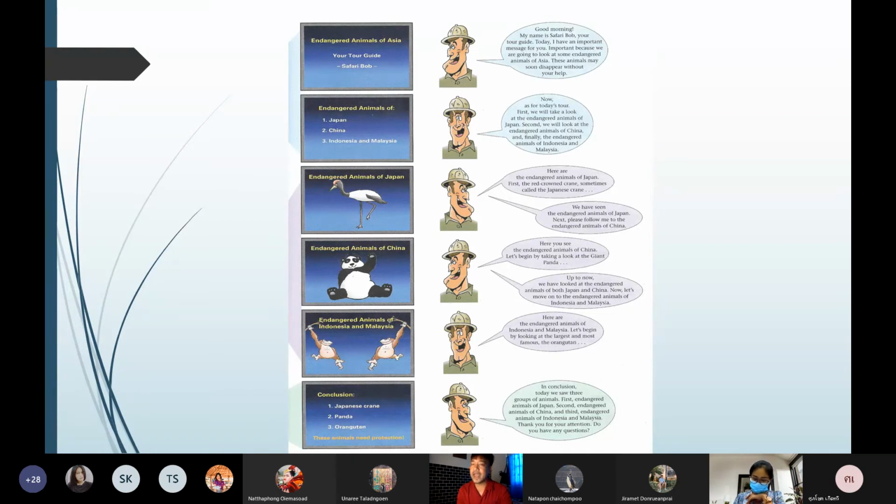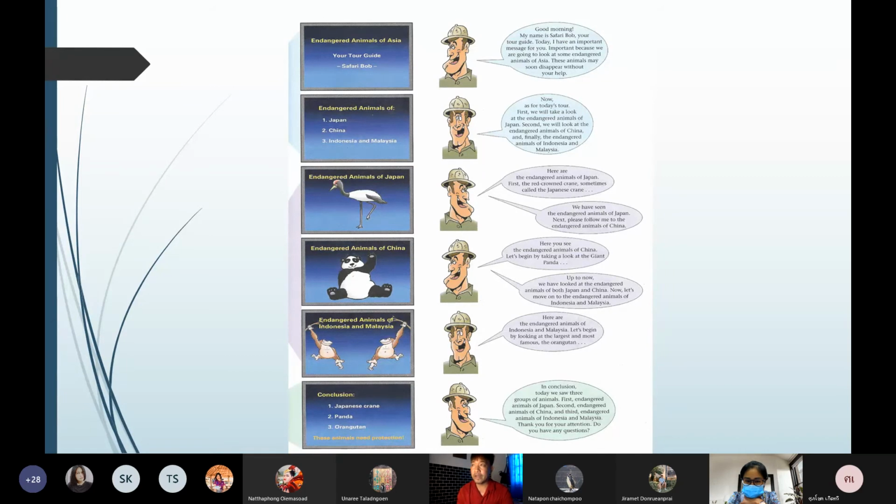Here you see the endangered animals of China. Let's begin by taking a look at the giant panda. Okay, you also have the slide on the left. Okay, so the giant panda. Then you give details on the giant panda. Okay. Up to now, we have looked at the endangered animals of both Japan and China.